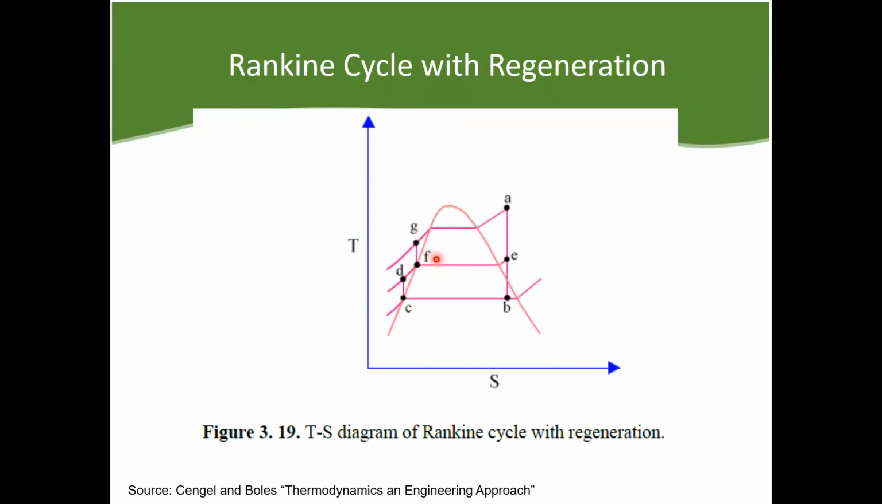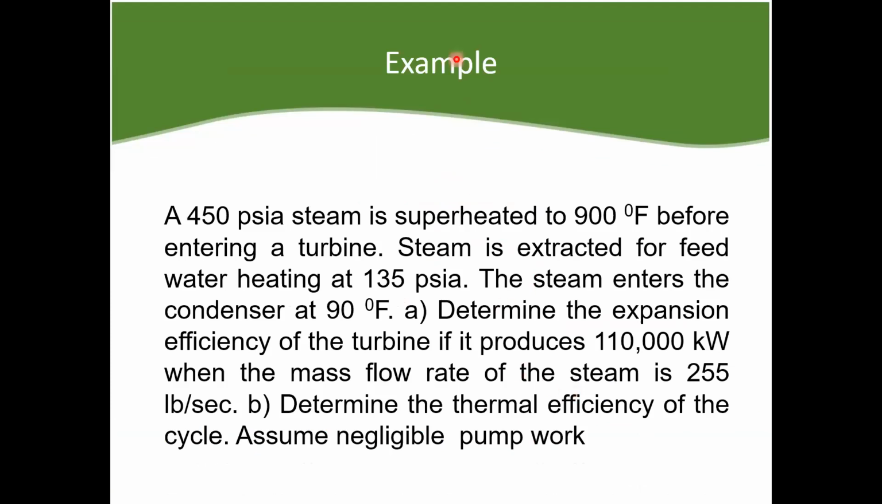And this is what it looks like on a TS diagram. So this is the feed water heating step. Okay, so the steam, instead of expanding fully from point A to point B, nahati siya. So we have to do a mass balance here. We split the steam. Some of it will go to the feed water heater, while some of it will expand fully. Okay, then like I said, there are two pumps right here. This step and this step. Okay. So we try to solve an example.